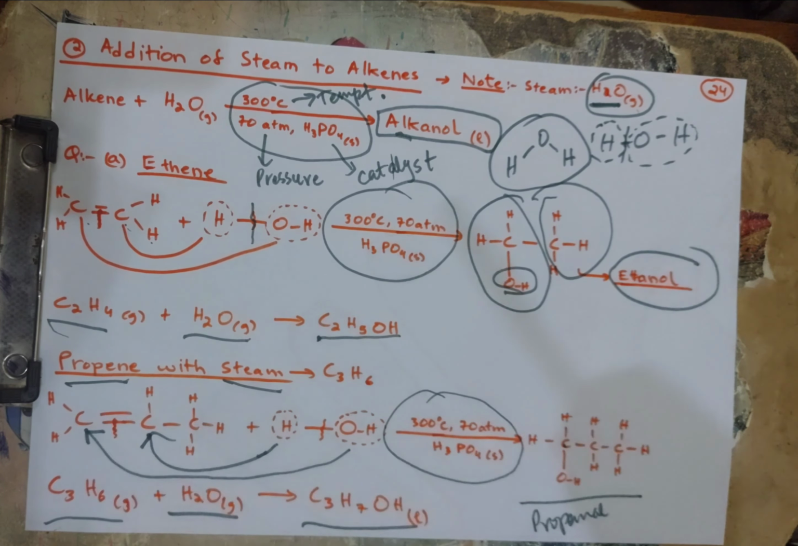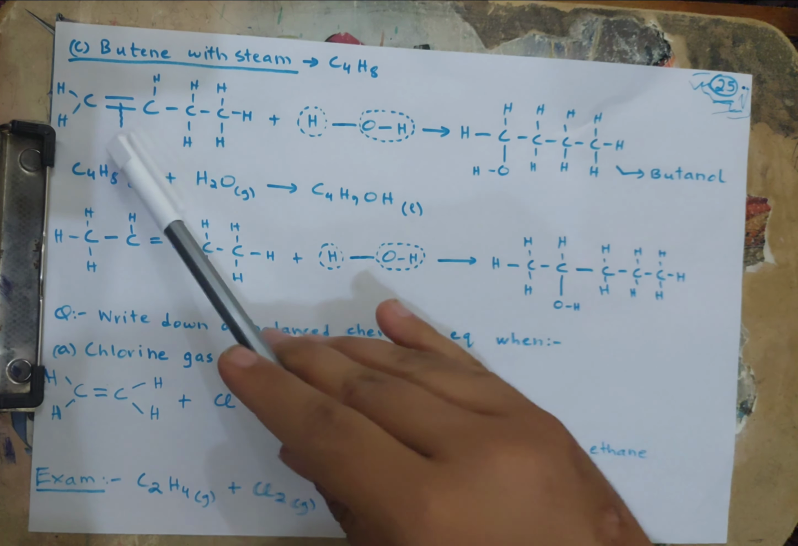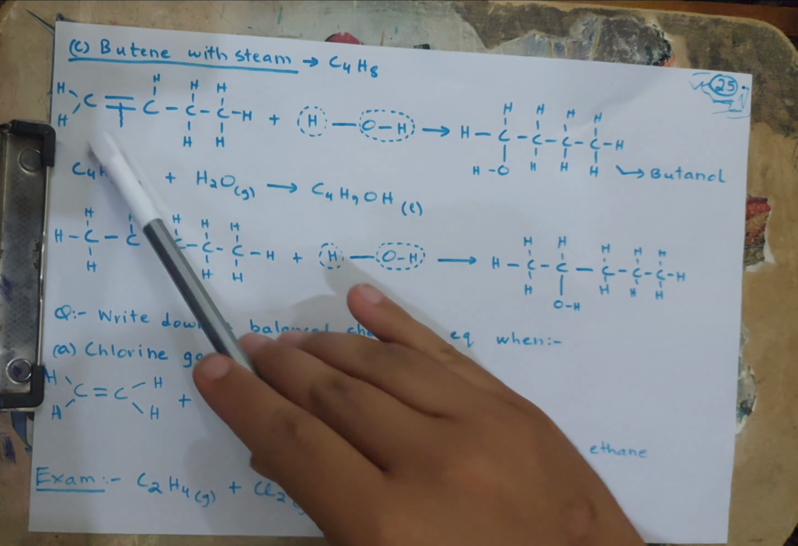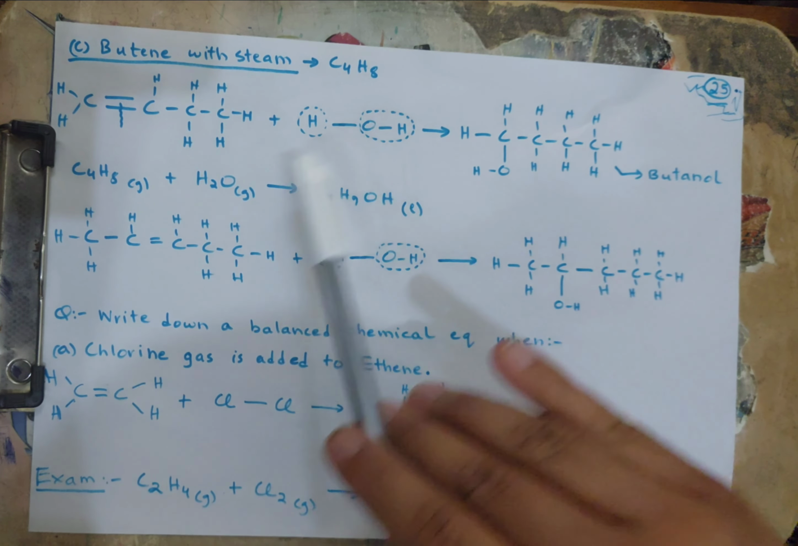Now we have some more examples here, like butene, we reacted with steam. So butene, when it reacts with steam, H is added to this carbon, OH is added to this carbon, so it forms this structure, and this structure is butanol. So butanol is formed from butene when it reacts with steam.